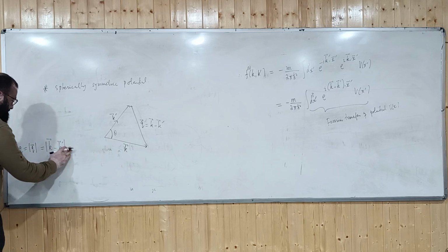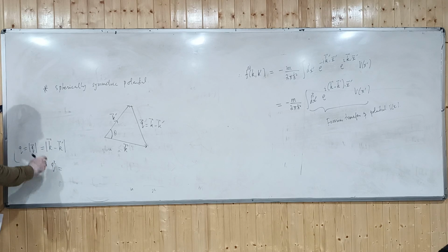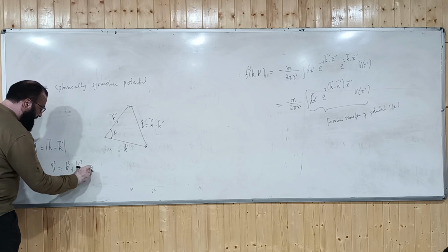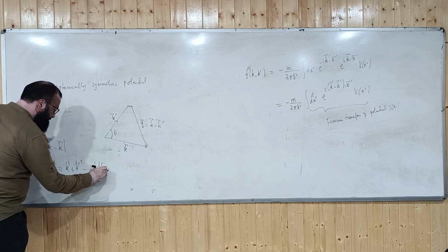Okay. So now let's take the square of this thing. What will be the square of this thing? It will be the magnitude of this thing. So it is k square plus k prime square minus twice k k prime cosine of theta.